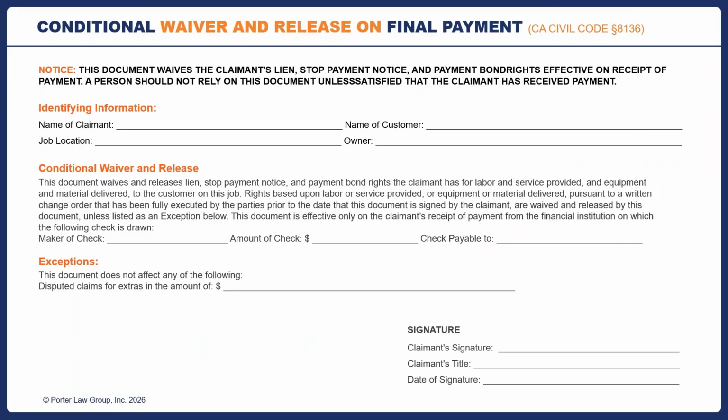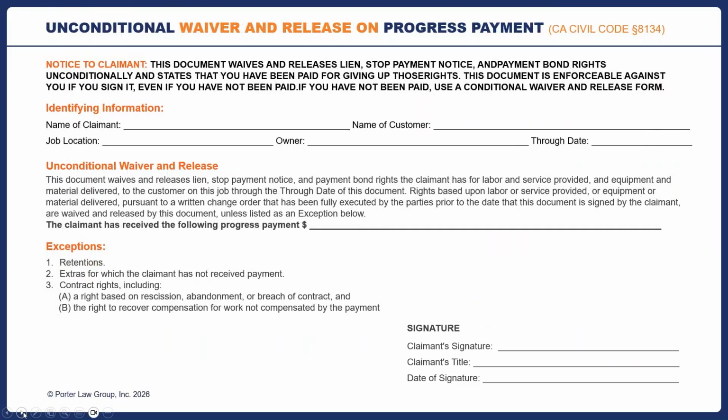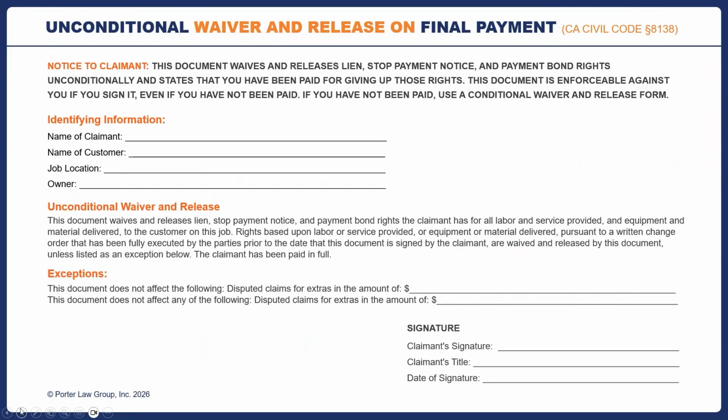Although it may be, just to be certain, and maybe the owner wants it to be certain that the check has cleared, they may want the unconditional. So let's look at that one. It's the next one. And so this is the one that basically is the granddaddy that they all want. Okay, same thing on the top. You identify yourself and the owner. You still have these exceptions down here. It doesn't affect any of the following.